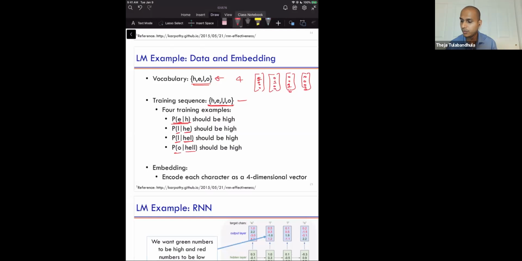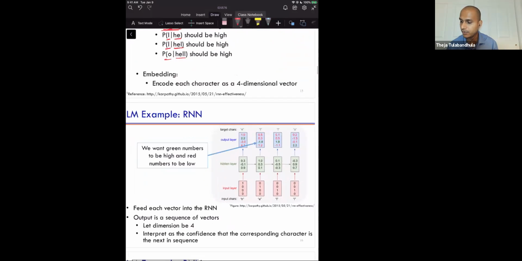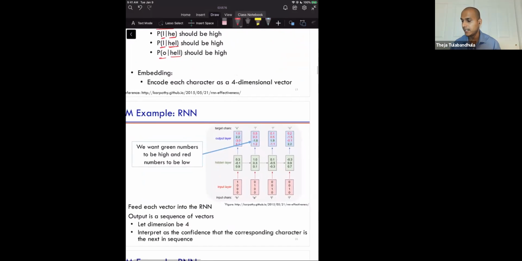Okay, so let's look at the RNN architecture. First, as I said, we're going to embed these characters into vectors. For simplicity, I'm just showing you a one-hot encoded vector. If you had pre-trained embeddings, you could use that at the input layer. Okay, once you have these embeddings, how does the RNN work? So it's going to pick H.